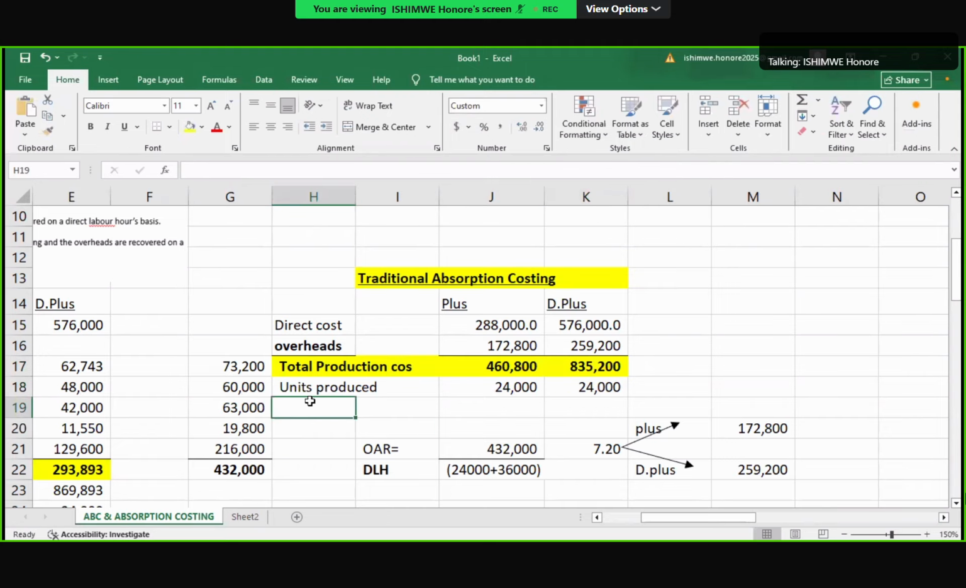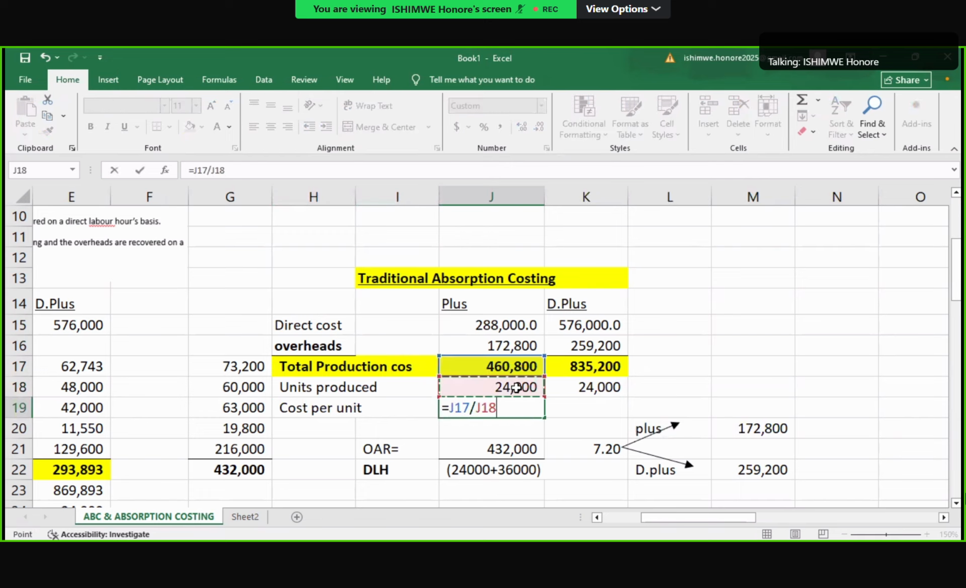If they ask us per unit, the cost per unit will be equal to this over the whole number of units produced. So it is 19 for plus, and this one is 35 for double plus.